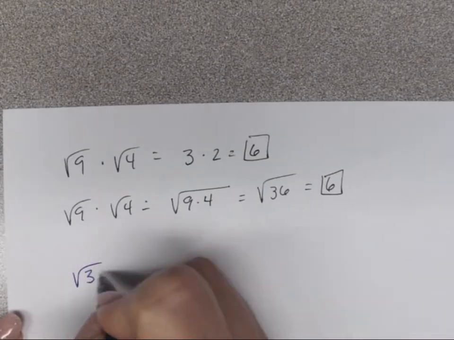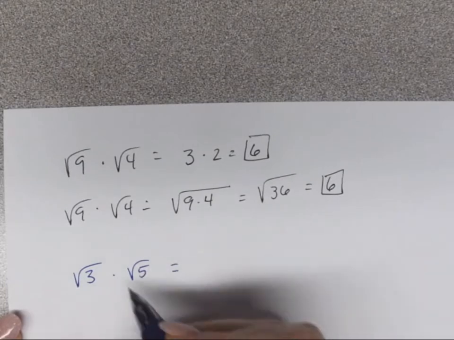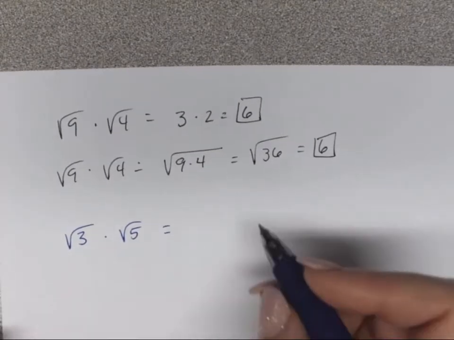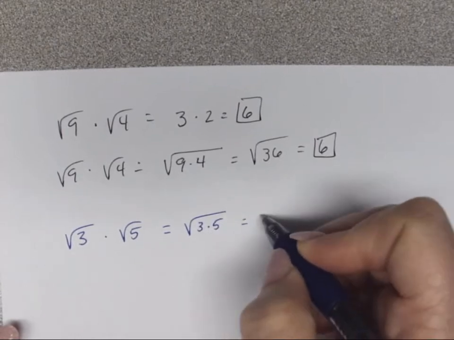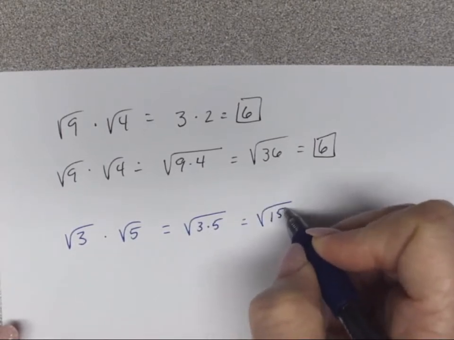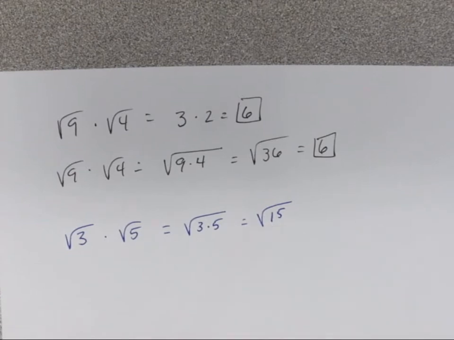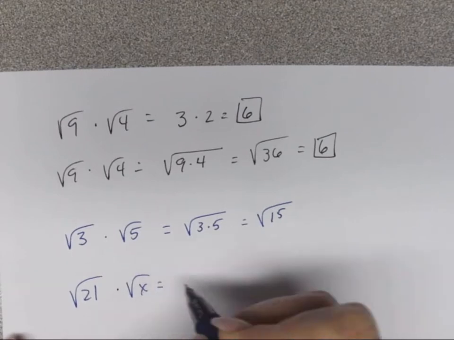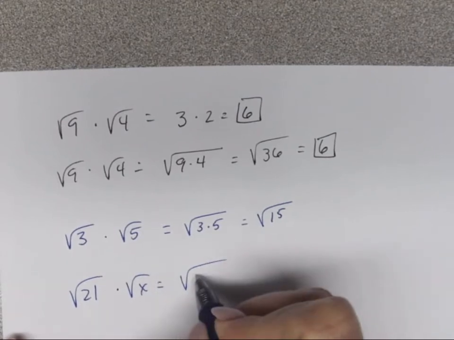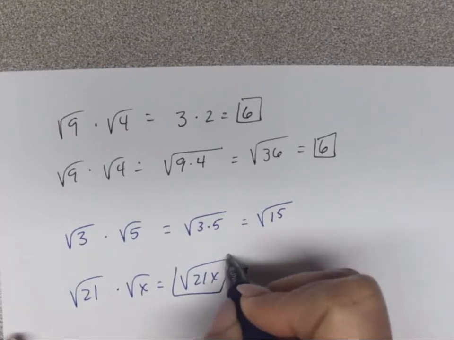If we have the square root of 3 times the square root of 5, this one we can't do individually because they are not perfect squares, but I can put them together inside and I get the square root of 15. That's still not going to break down, that's just your answer. If I have the square root of 21 times the square root of x, I can put those underneath the radical and I get the square root of 21x.